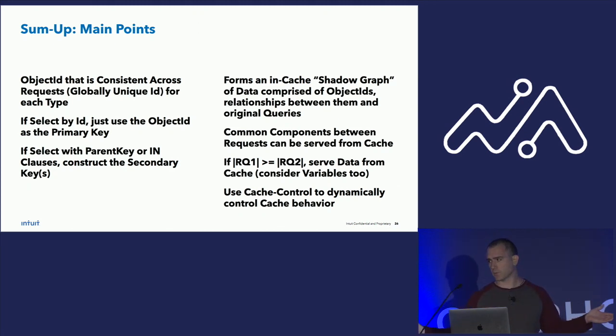So really what this forms, like I said, is an in-cache shadow graph comprising of all the different relationships of the levels of the tree. And then common components can be served from the cache. And essentially we say we're going to compact everything inside of the graph in the cache. And then basically we use subset comparisons to go and compare different queries. So there you go.